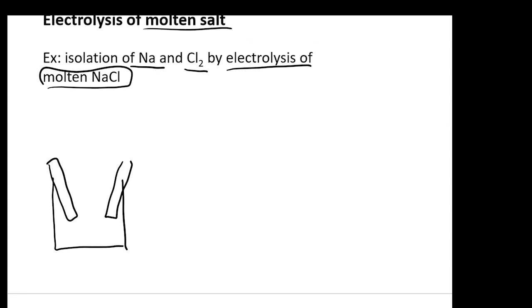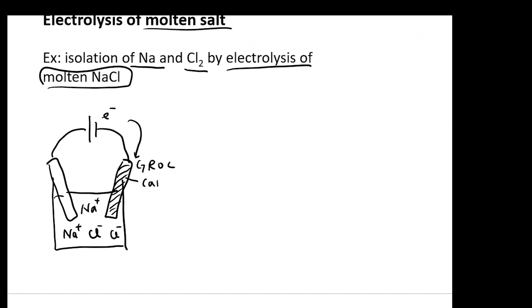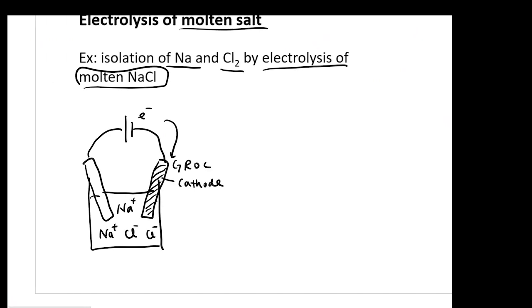We have two electrodes connected with electric wire and a battery. Inside this solution, all you have is sodium plus and chloride minus. It's molten, and because it's a salt, it exists in ionic form. Once you have this molten salt, the electrons will go from your battery into your electrolysis cell. This is where we're going to have the reduction, which means this is your cathode. On the other side, oxidation is going to happen, and this will be your anode.